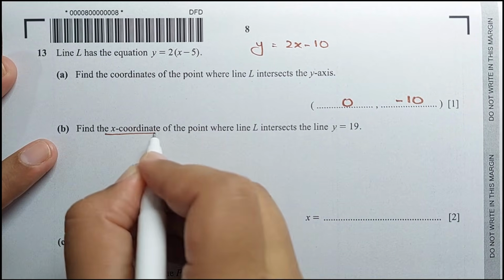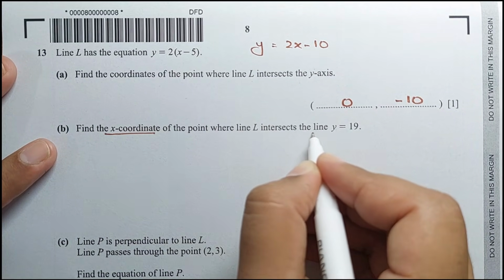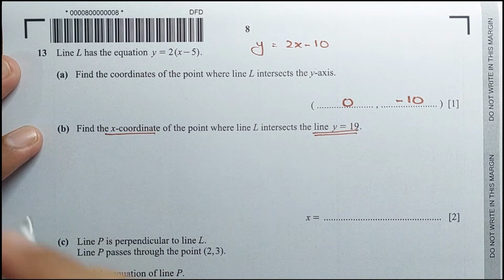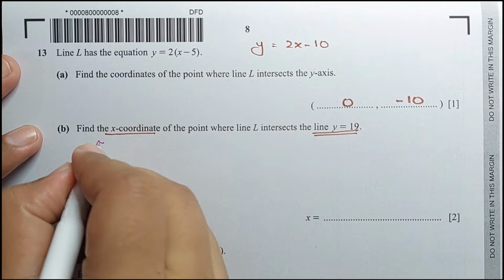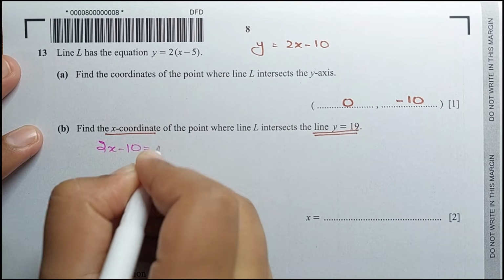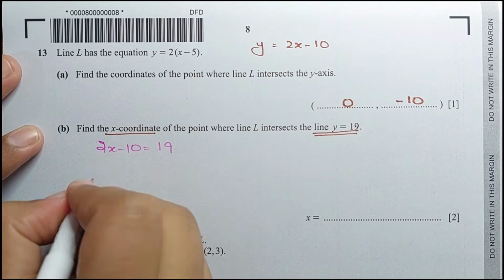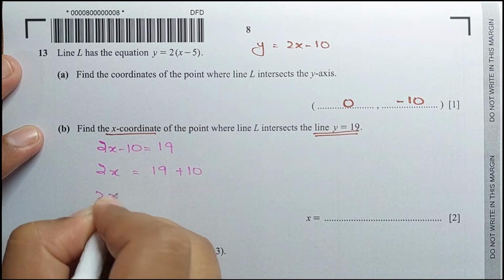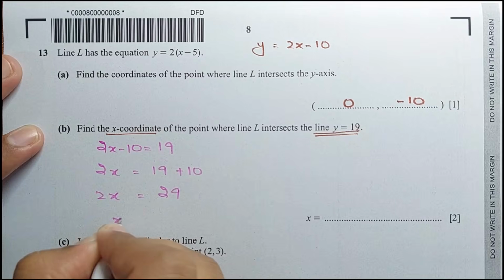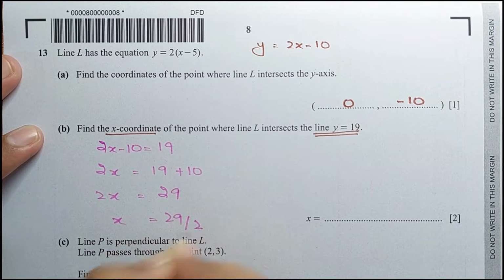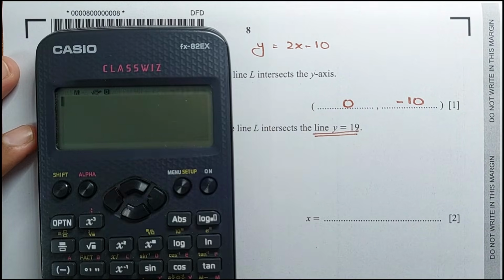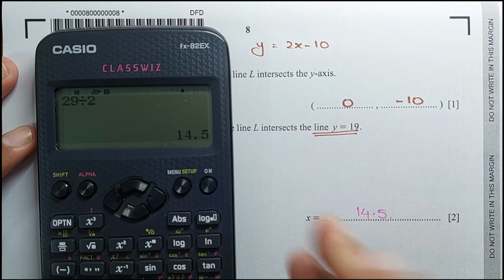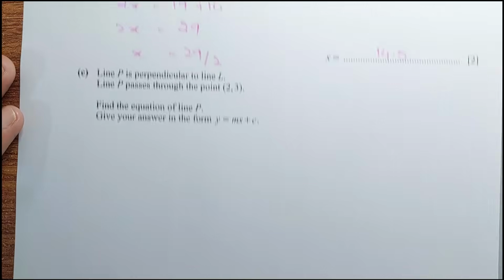Part B, find the x coordinate of the point where the line L intersects the line at y equals 19. We need to just figure out the x component. So we need to compare both of them, right? 2x minus 10 equals 19. So 2x is 19 add 10, so 2x becomes 29. What is x? 29 divided by 2. This is my x. 29 by 2 is 14.5, the x value. Just the x coordinate we need to write down.